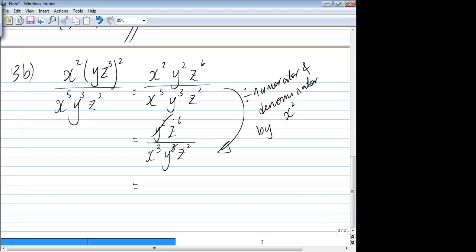Now, I'm going to divide the denominator by z squared and the numerator by z squared. So this goes off, and z power 6 becomes z power 4. So what am I left with? Z power 4 over x cubed y. Okay? So this is the final answer, and I left it all in positive indices. All the powers are positive.